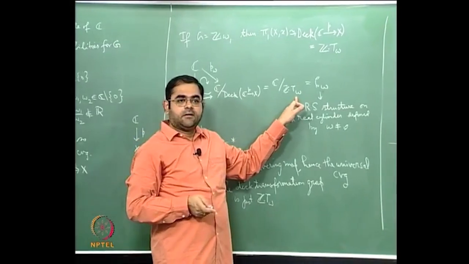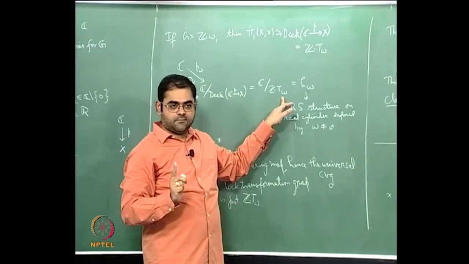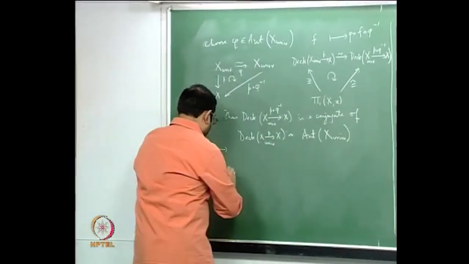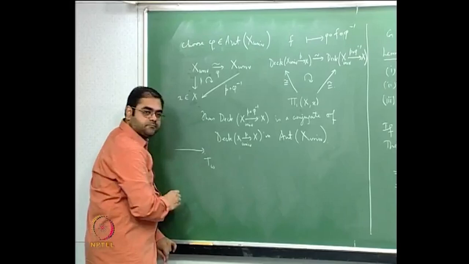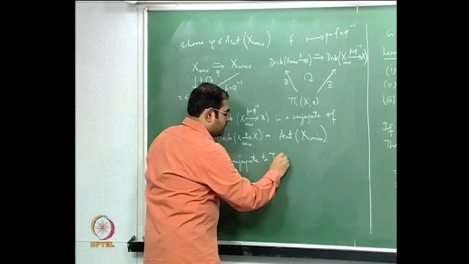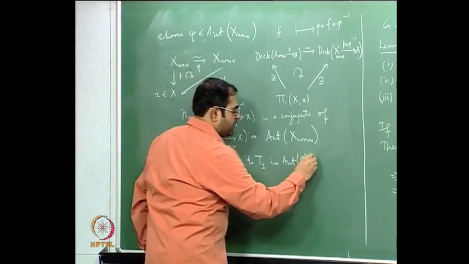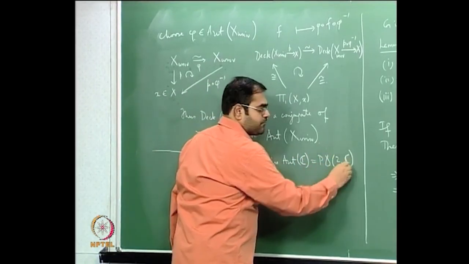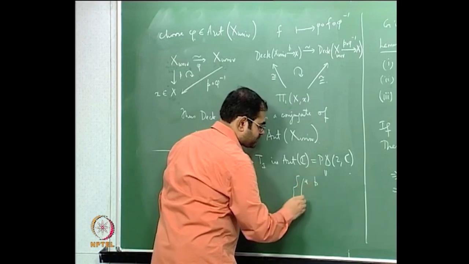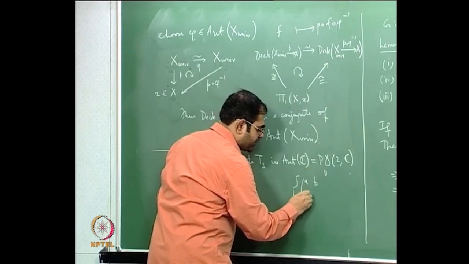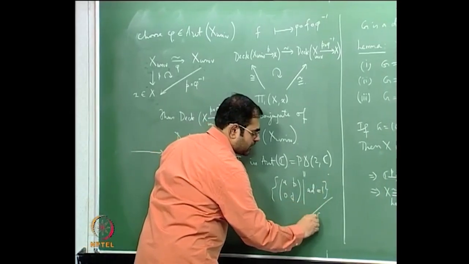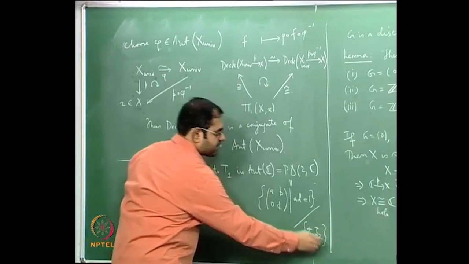translation by any omega is conjugate to translation by 1 in the full group of automorphisms of C. So what I want to say is that translation by omega is conjugate to translation by 1 in automorphisms of C, which is PSL2(C), the set of all matrices of the form (a b; 0 d) such that ad equal to 1, modulo plus or minus identity matrix.